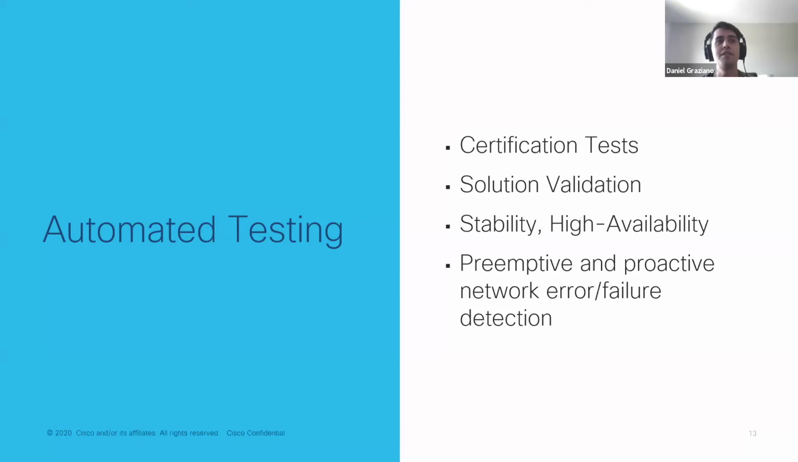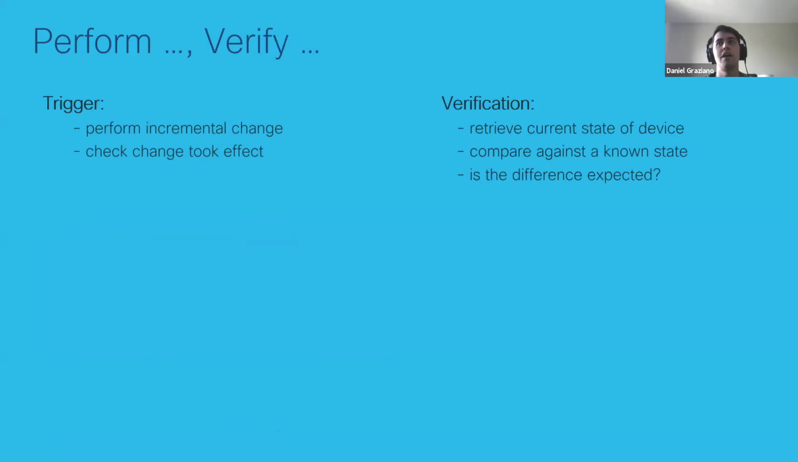Another usage for pyATS and Genie is automated testing. You can use it for certification tests, solution validation, stability and high availability testing, preemptive and proactive network failure-prone error detection. So to perform and to verify. When we say perform, we mean a trigger. A trigger performs an incremental change and will ensure that that change took effect. And a verification will retrieve a current state of the device and compare it against a previously known state. And is that difference expected?